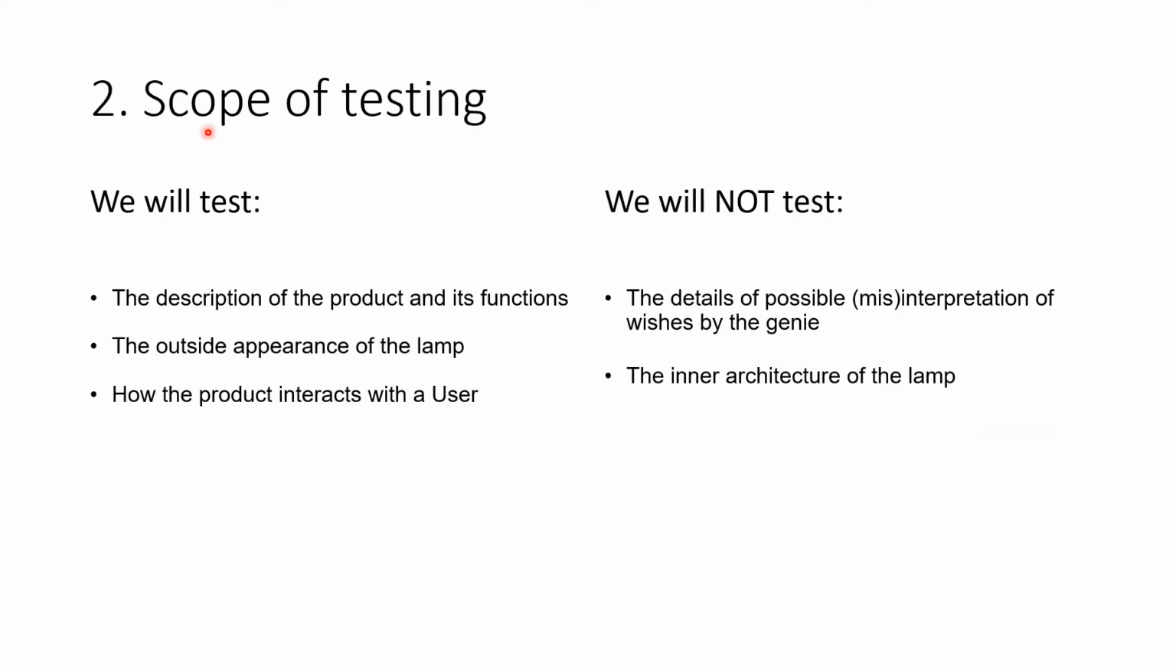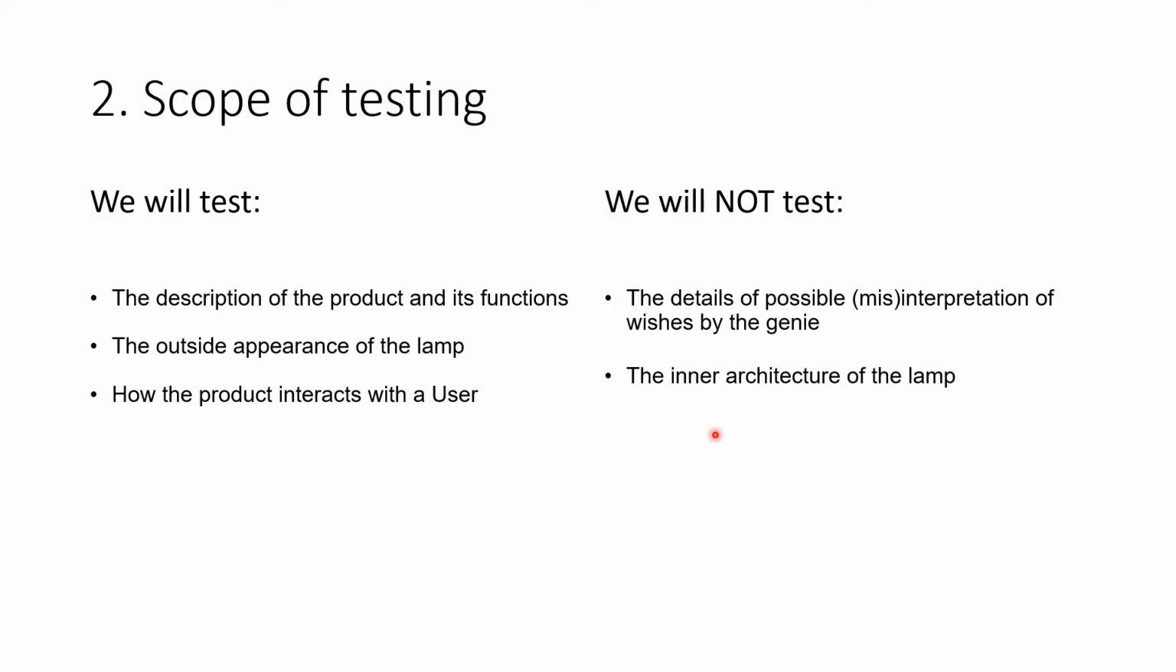Let's define the scope of testing. We will test the description of the product, so the lamp and its functions, the outside appearance of the lamp, and how the product interacts with the user. We will not test the details of possible interpretation or misinterpretation of the wishes by the genie, because genie is a living creature and it will be just too difficult to do.